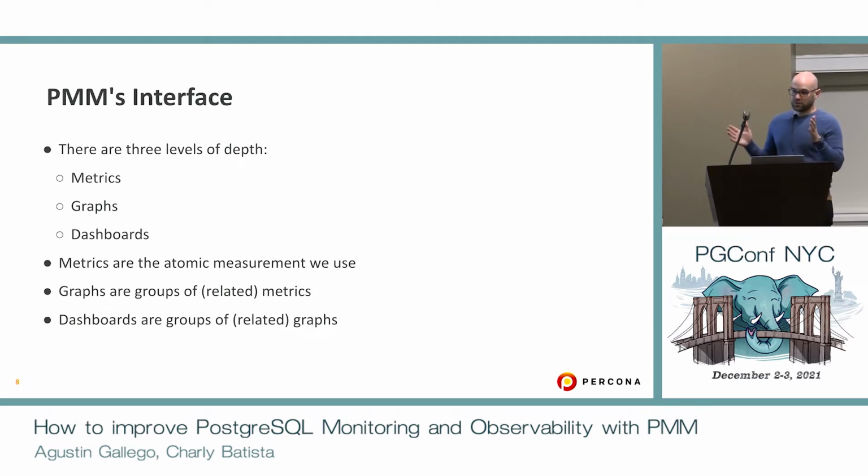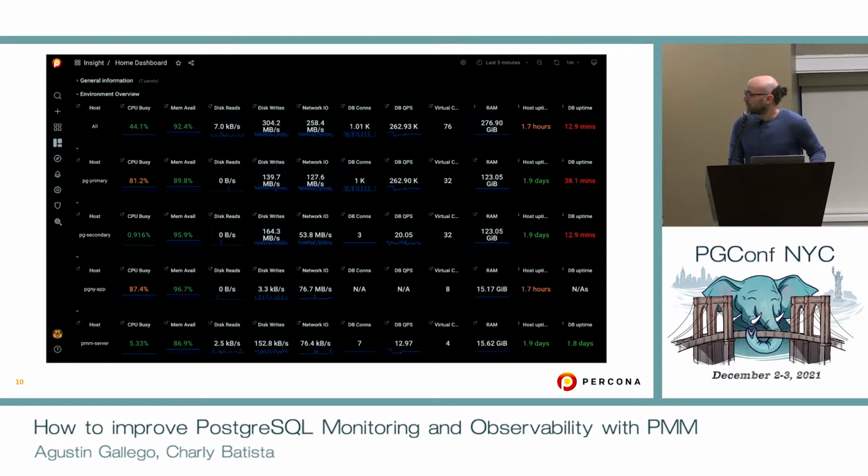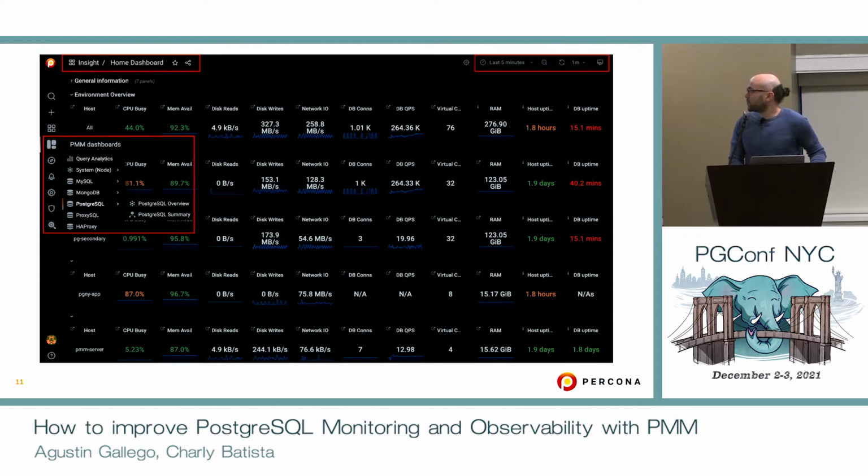In them, if we zoom into the metrics, we will have graphs, which are groups of metrics that are coherently added together, and then we have the atomic measurement of the metric. So this is the home dashboard. If we scroll down, you are going to find a quick summary report on your environment. All the nodes that you currently have monitored are going to appear here. And then we will have a fast way to access dashboards in the side pane.